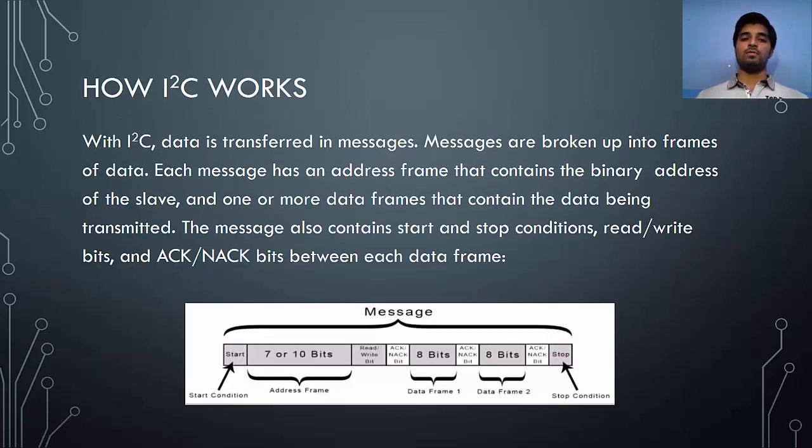Now let's see how I2C works. With I2C, data is transferred in messages. Messages are broken up into frames of data. Each message has an address frame that contains the binary address of the slave and one or more data frames that contain the data being transmitted. The message also contains the start and stop conditions, read or write bits, and ACK or NACK bits, that is acknowledgement and non-acknowledgement bits between each data frame.